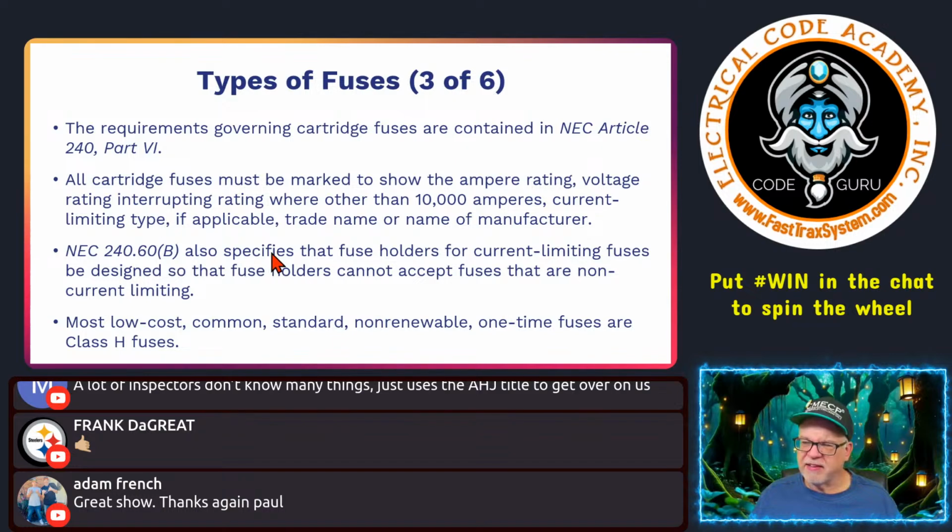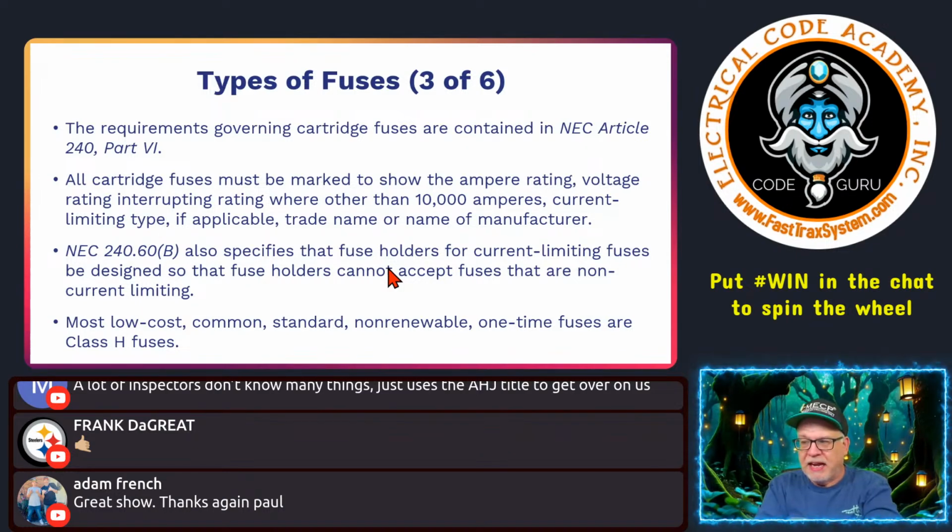240.60(B) also specifies that fuse holders for current limiting fuses be designed so that the fuse holder cannot accept fuses that are non-current limiting. Okay, so if you have a piece of equipment that is designed to hold current limiting fuses, these fuses are designed a little differently. They usually have a different design in the bars that come off of the fuse and how they would mount in. So those current limiting fuses typically will have a specific design.